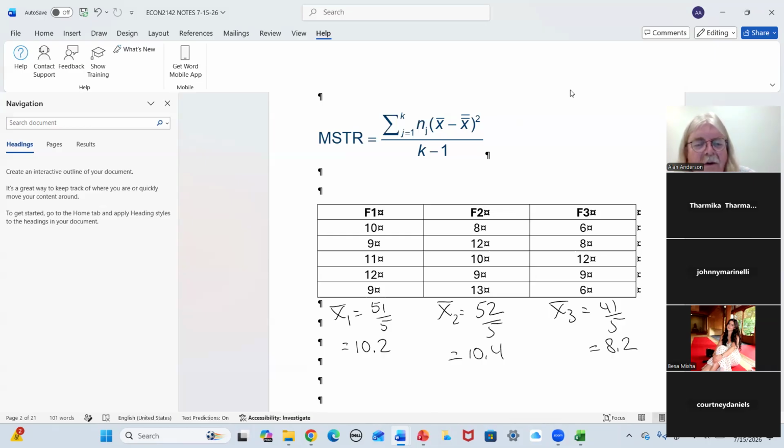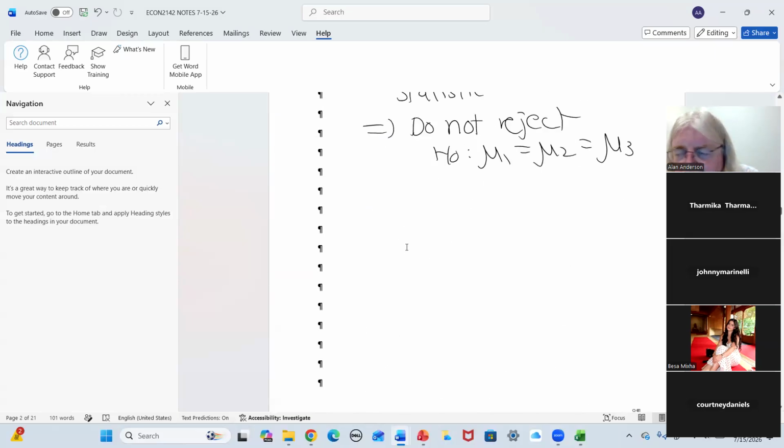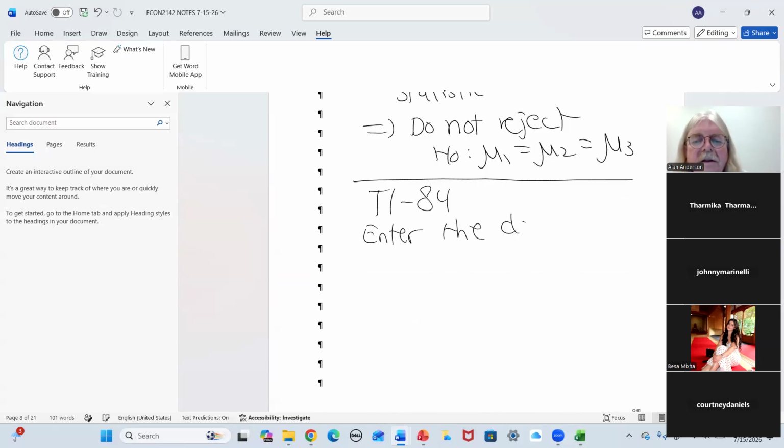All right. So with all your lists in place, in order to run this test, what we're going to do is this. Enter the data into lists. Then you're going to hit STAT, tests. And if you scroll down far enough, you'll say, whoa, wait a minute, do I recognize that at the very bottom? ANOVA.